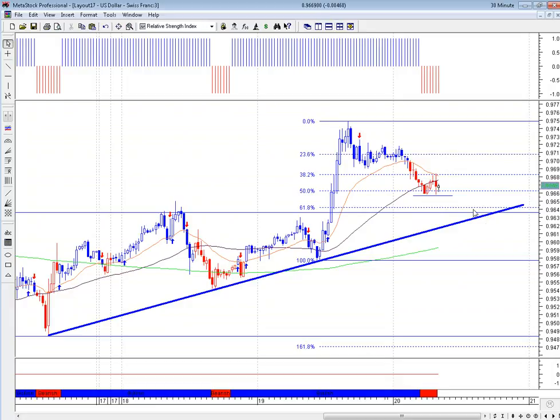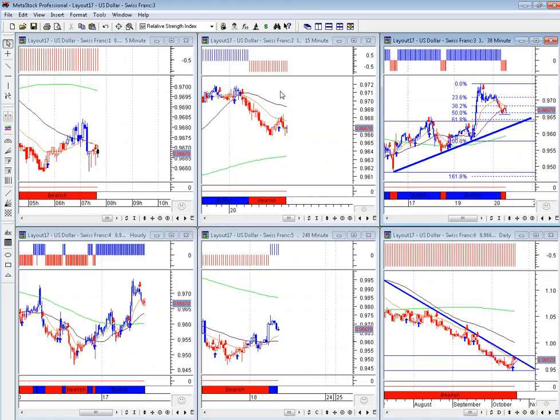Failure to do so, we'll see the trend line being retested, and a failure to stay above the trend line, we'll see the break lower to 958 in particular, 954 and 948 in particular. Okay, so just keep it aware of that.